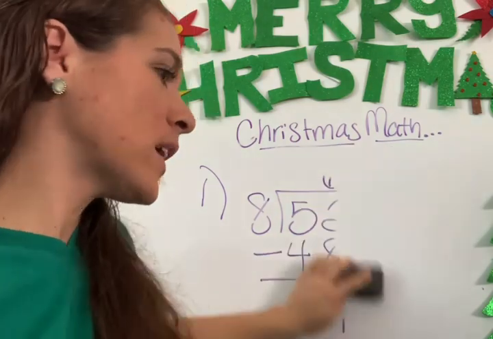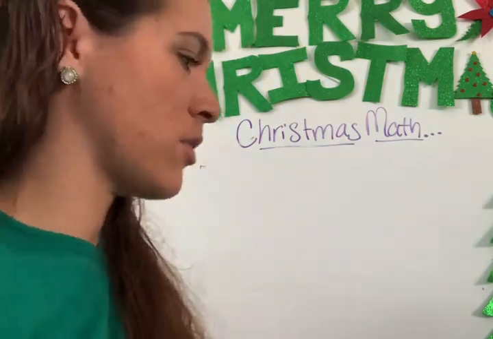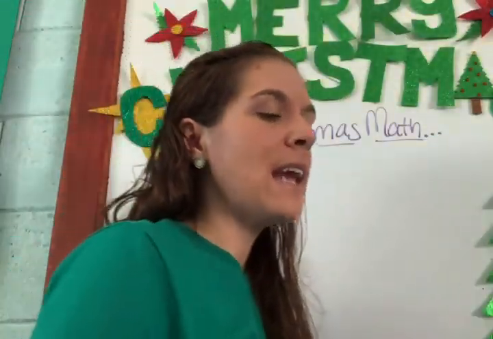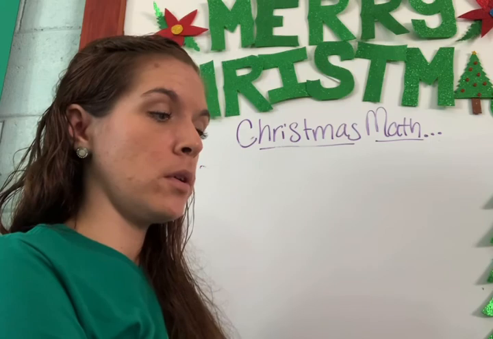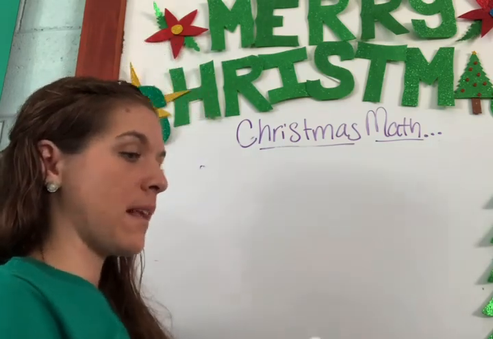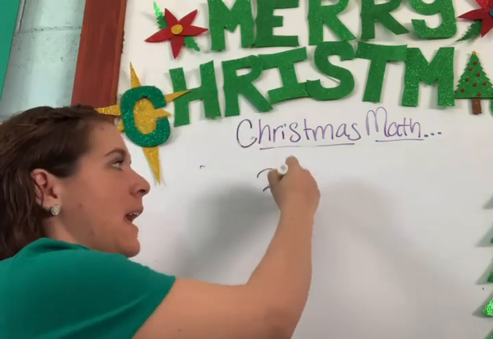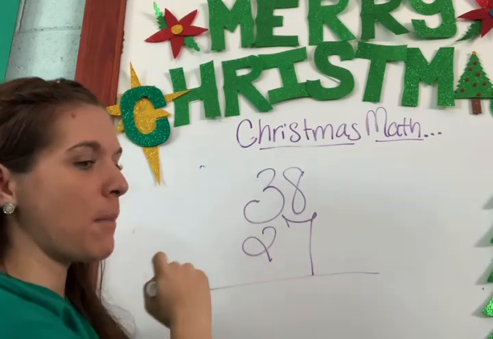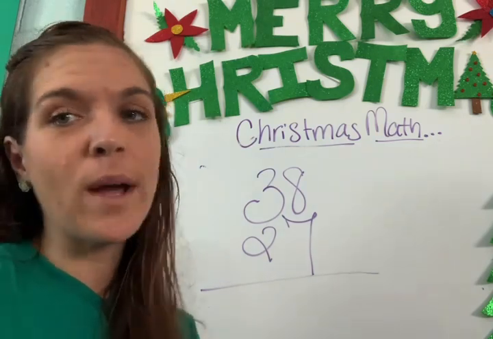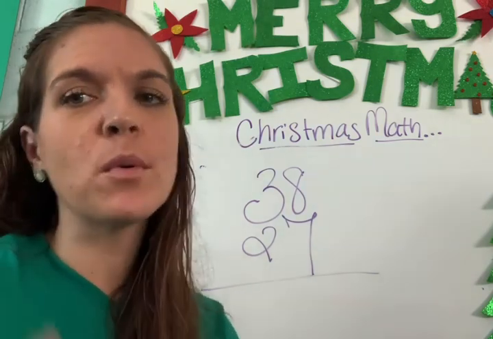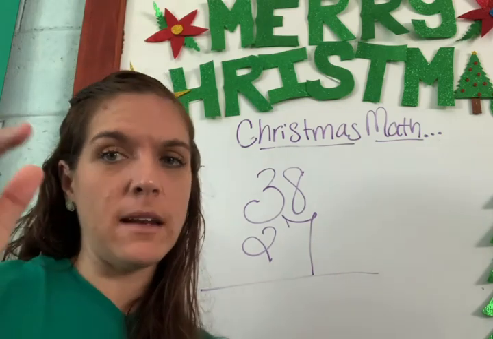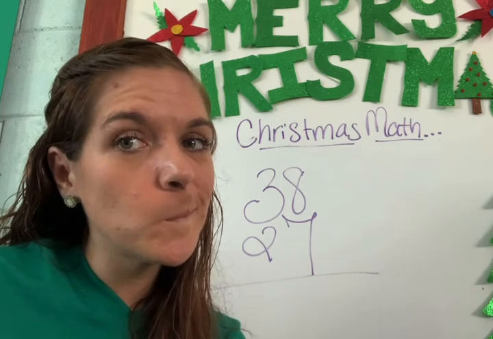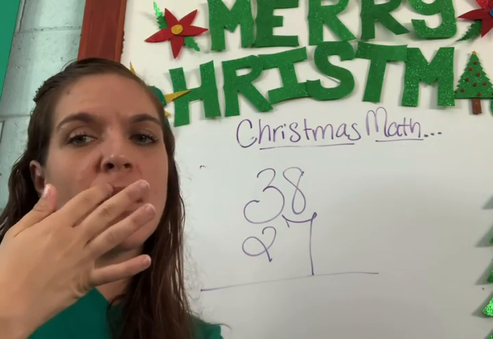Okay, here we go. Look at number 3 on that page with the little elf guy. Look what it says. 38 elves are in the workshop. Each elf makes 27 toys. How many toys do they make in all? I know, and you know, that when you see the words in all, it usually means add. That's why I'm here to tell you that this time it does not mean add. Holly, what do you think you do? Add, subtract, multiply, or divide?